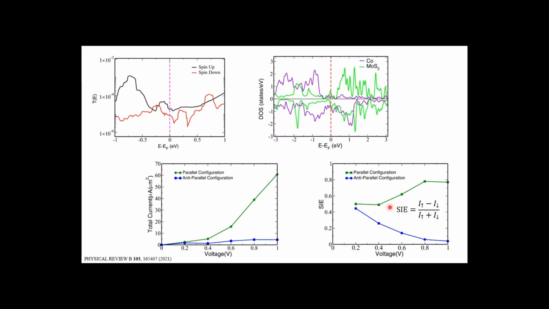And last, this is the SIE, the spin injection efficiency of the device as a function of the applied bias in the parallel and anti-parallel magnetic configuration. And here, the estimated SIE remains very high in the parallel state, while the SIE is drastically reduced with the increment of the applied bias in the anti-parallel state.